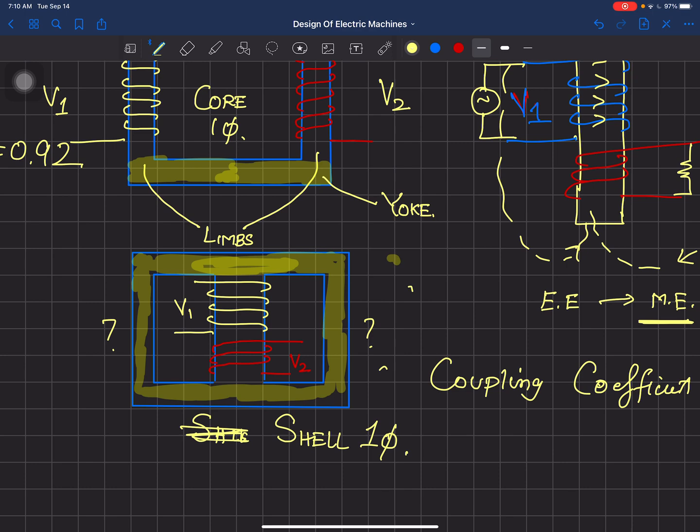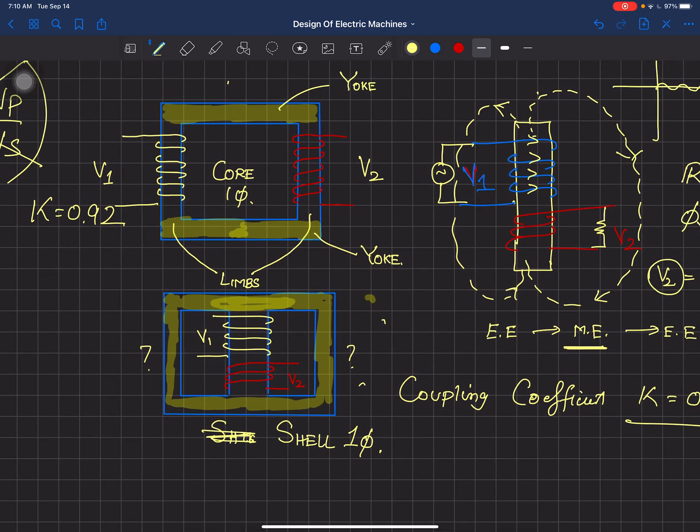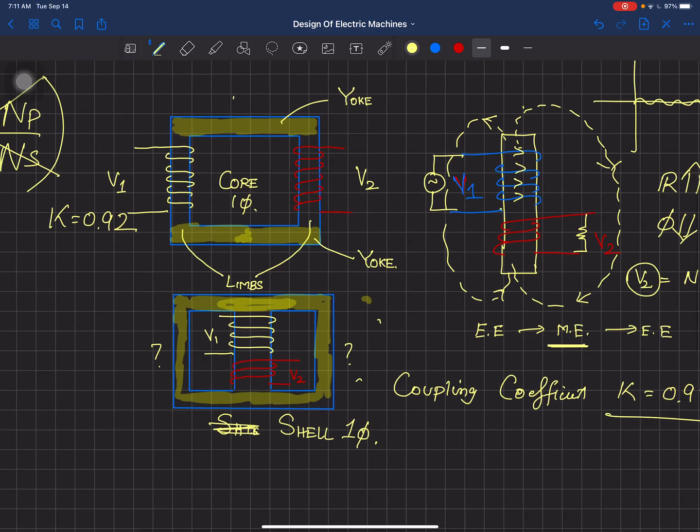But their heating is going to be difficult to dissipate. Why? Because here the windings are surrounded by air, or maybe surrounded by oil or something like that. So it's not going to be very good for the cooling of a shell type over there. We'll discuss them later on in much more detail.